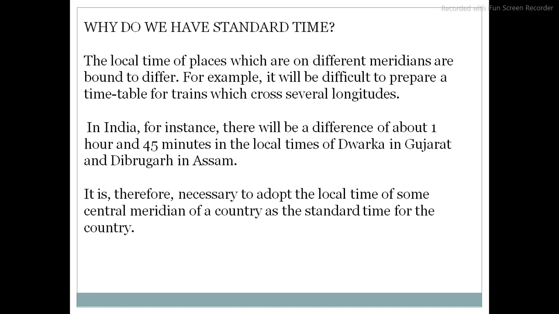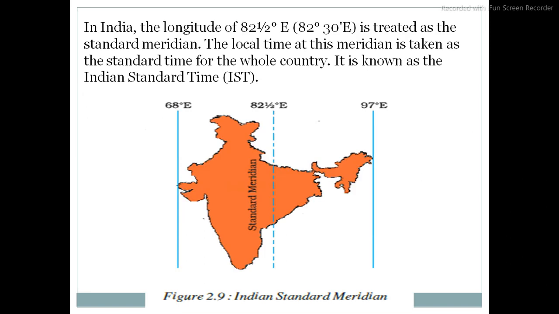It is therefore necessary to adopt a local time for some central meridian of our country. With the help of an example, we are going to see it. Now you are all observing India's map. These are the latitudes, the blue line here and the blue line here. This is also a latitude. Here, in India, the longitude of 82.5 degrees east, so you have to write 82 degrees 30 minutes east.